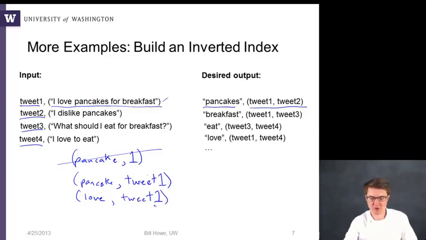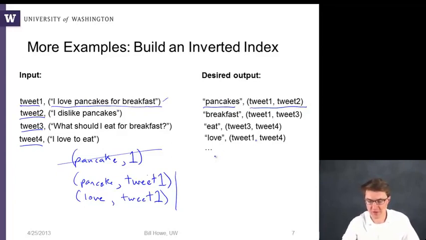Okay. Further, an optimization here: if you see the word pancake twice in the same tweet, do you need to emit the key-value pair twice? Probably not to build this index, because all you're trying to record is that the tweet contains the word pancake, not how many times it appears. So fine. So these key-value pairs get shuffled across the network.